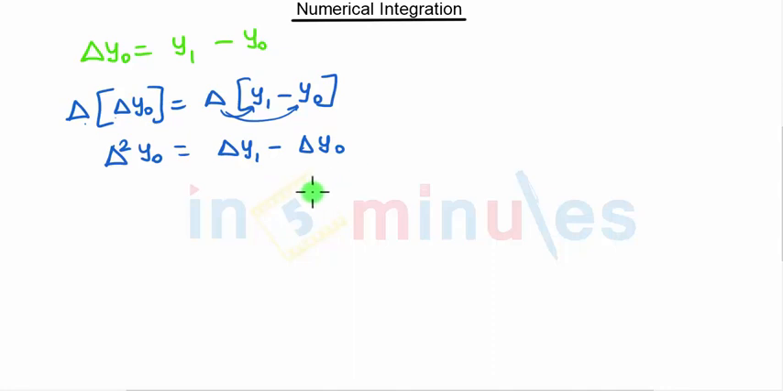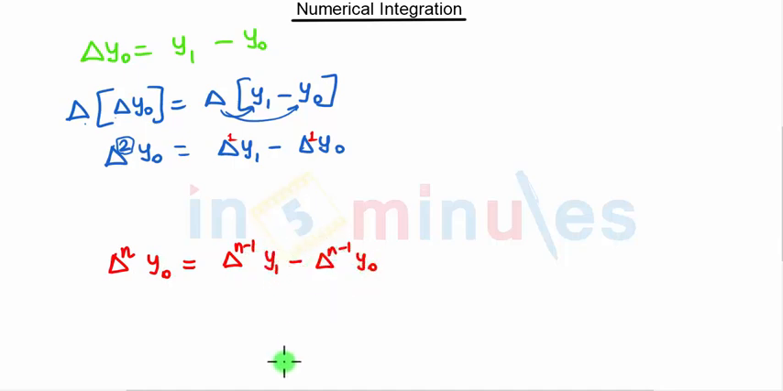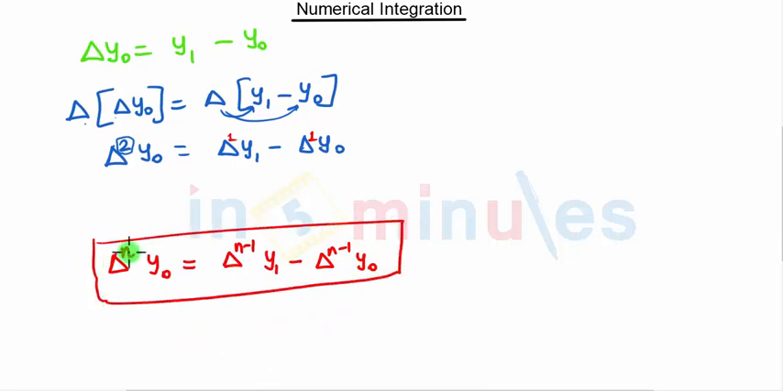Okay. So now if you see here, we can generalize our equation as, here we have square, here we have 1, here we have 1. So delta to the power n of y0 is nothing but delta to the power n minus 1 of y1 minus delta to the power n minus 1 of y0. Okay, so this is also one basic relation between multiple operators you should remember.